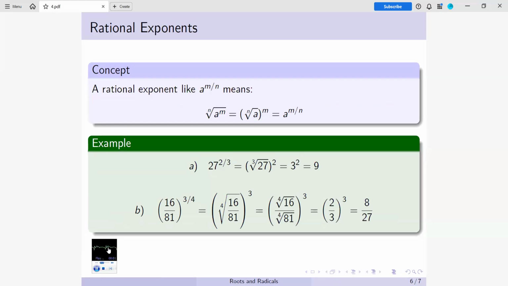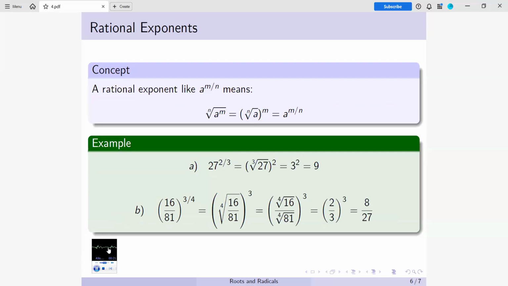Rational exponents combine two ideas, roots and powers, into one neat expression. For example, a to 3 over 4 means take the fourth root of a, then raise it to the third power. The denominator tells you the root. The numerator tells you the power.